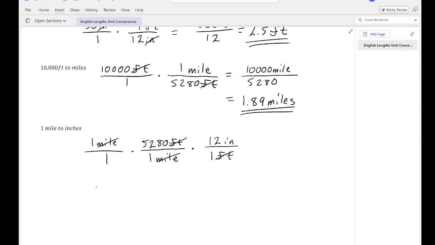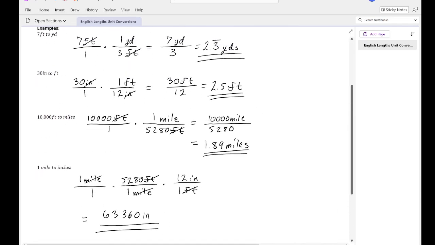Now I just do everything that I'm supposed to. So I'm going to do 1 times 5,280 times 12. That's going to give me 63,360 inches. And then 1 times 1 times 1. Well, actually, that's really easy. I'm done. So 1 mile is 63,360 inches.